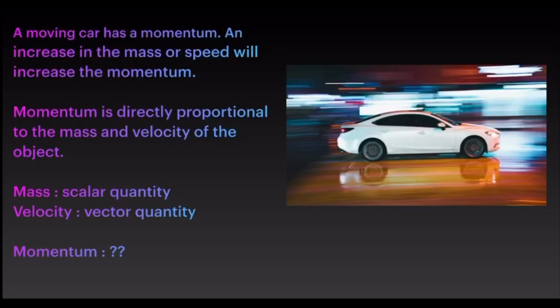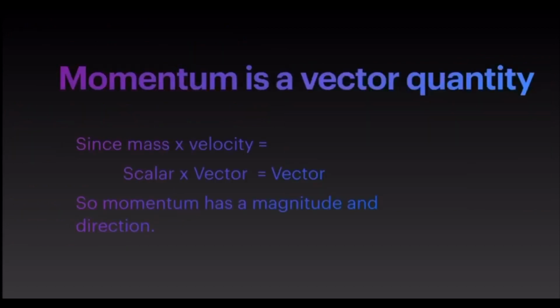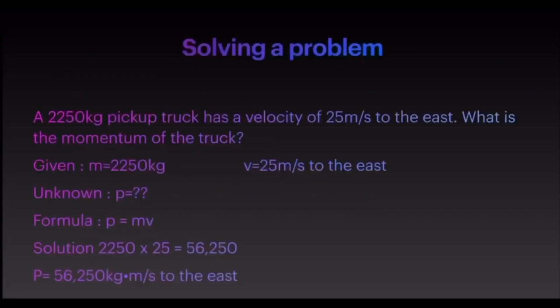Now let's talk about what type of quantity the momentum is. Mass is a scalar quantity, which means it has only a magnitude, while velocity is a vector quantity, which means it has both a magnitude and direction. What would momentum be? Momentum would be a vector quantity, since mass times velocity is a scalar quantity multiplied by a vector quantity, which will always result in a vector quantity. So momentum has both a magnitude and a direction.